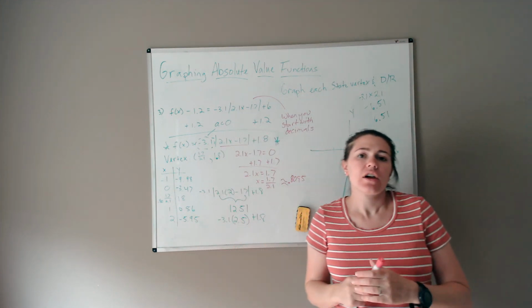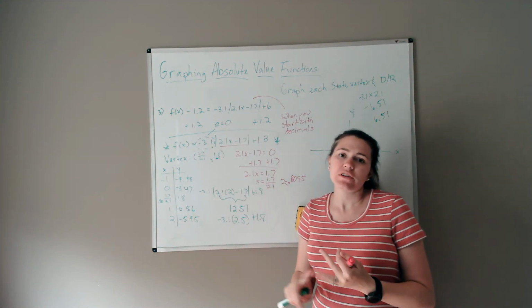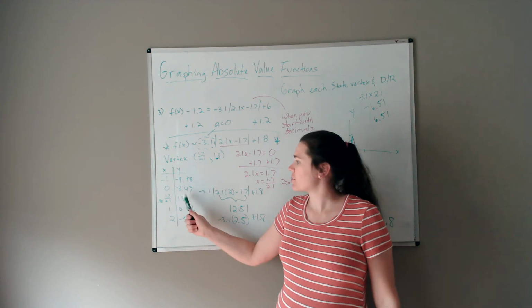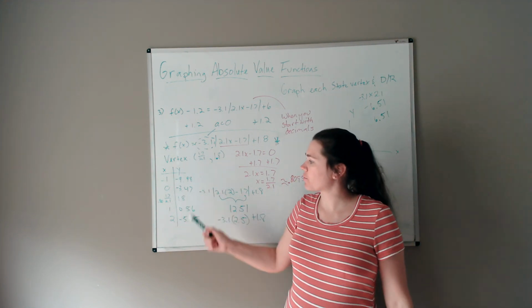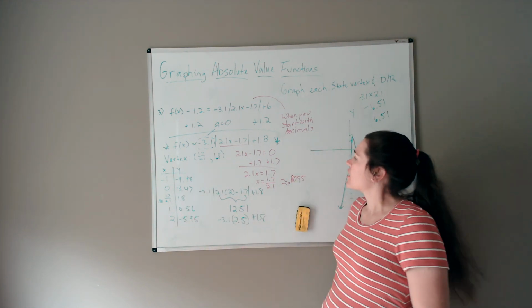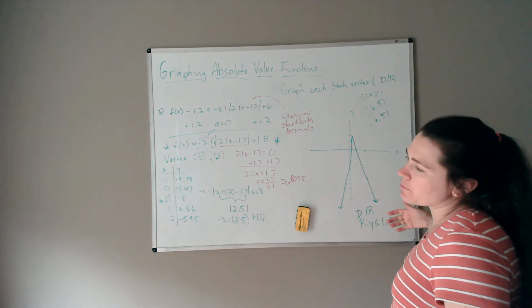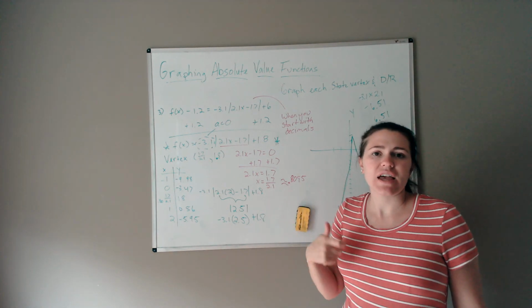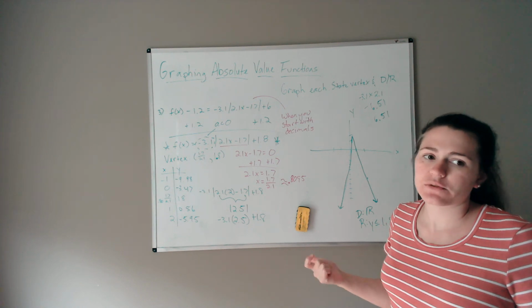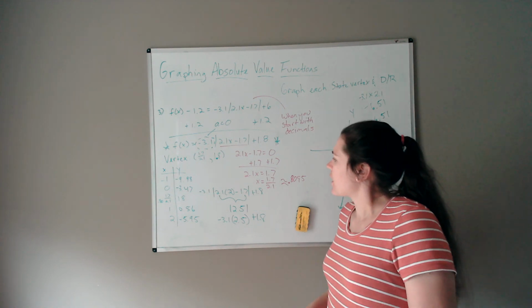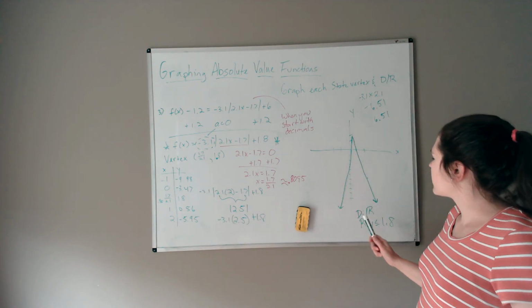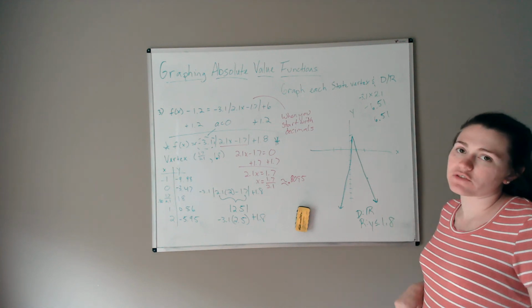What you must have is the vertex identified, 5 points in your table of values, where one of them is the vertex, 2 are on the left branch, 2 are on the right branch. If you had all 5 on the right branch, first you wouldn't know where the vertex is, and it would just look like a line. You would have no idea that it was an absolute value shape. Must have those 5 points, must have your graph, must have the domain and the range.